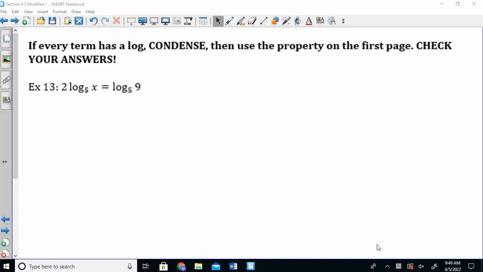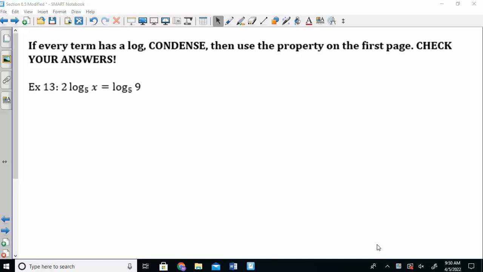The problems we did yesterday started out with logs in them. And our goal was if we could just get a log by itself, then we could use the definition to change it into exponential form. The final type of problem we have is when everything has a log.